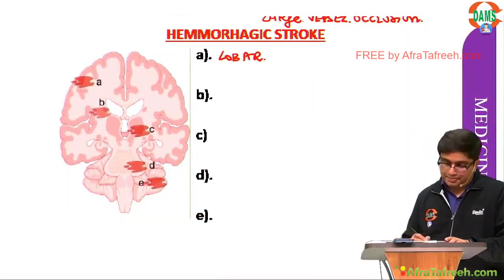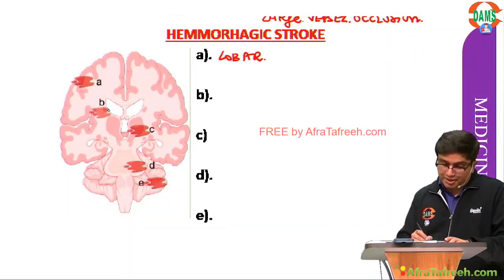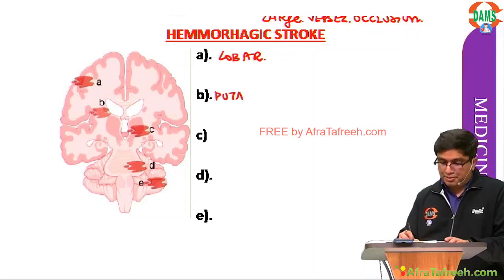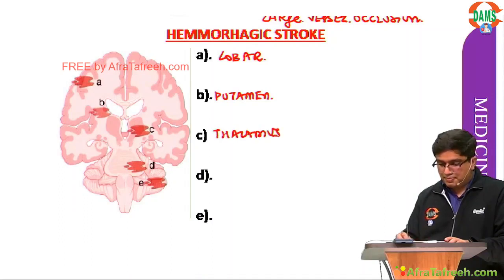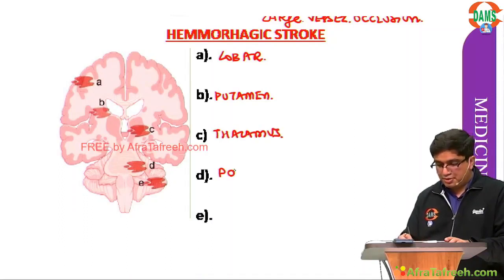B, C. If I look at B, just over here is a site that I see is putamen, the outer basal ganglia. C. This is somewhere which I see is the thalamus. D is pons, and E is the cerebellum.